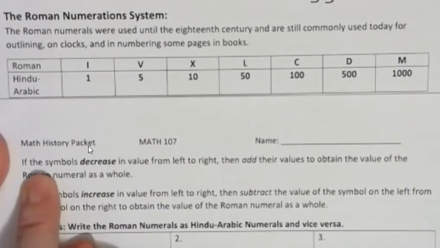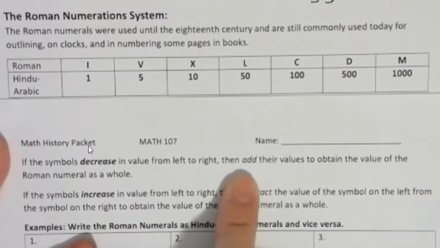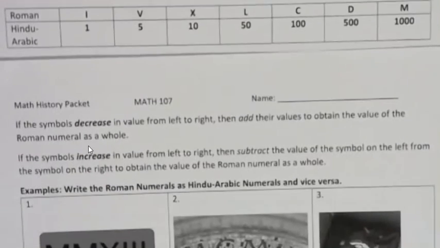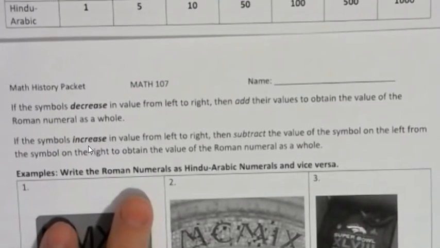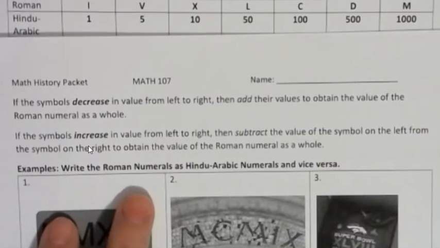If the symbols decrease in value from left to right, you just add the values to obtain the value of the Roman numeral. But if the symbols increase in value from left to right, then you subtract the value of the symbol on the left from the symbol on the right to obtain the value overall. So let's look at what that means.